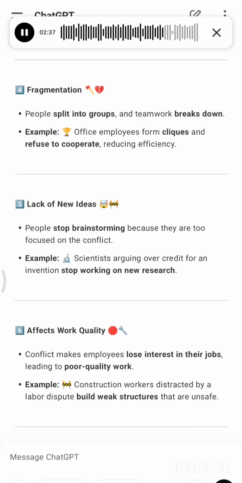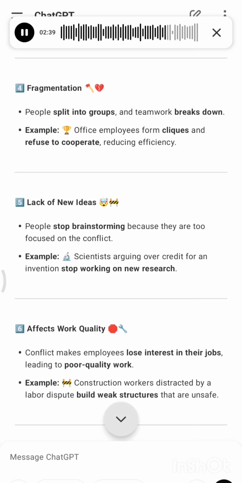5. Lack of new ideas. People stop brainstorming because they are too focused on the conflict. Example, scientists arguing over credit for an invention stop working on new research. 6. Affects work quality. Conflict makes employees lose interest in their jobs, leading to poor quality work. Example, construction workers distracted by a labor dispute build weak structures that are unsafe.